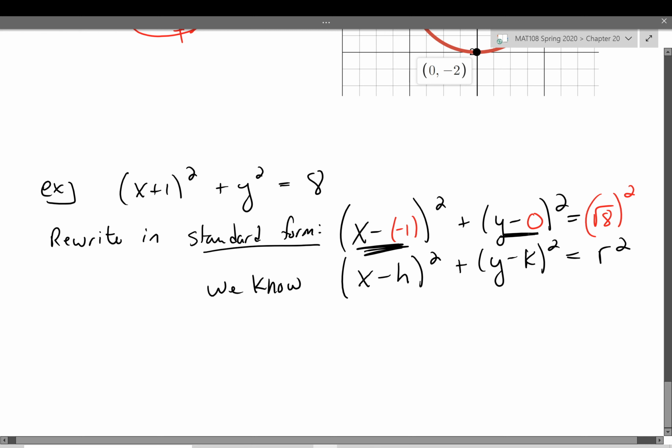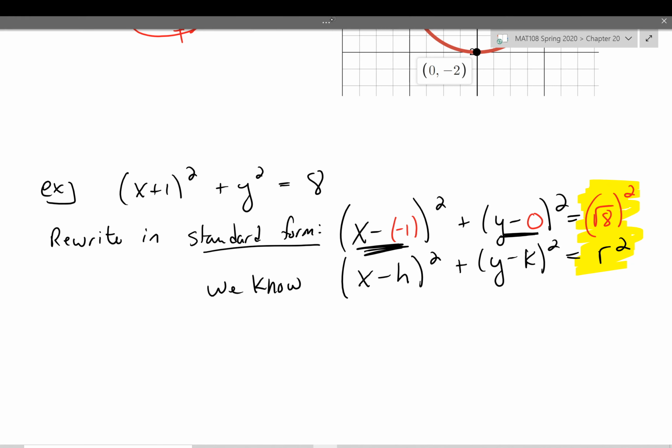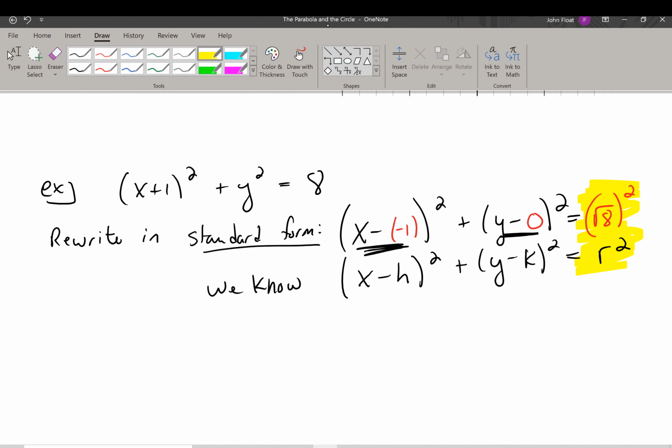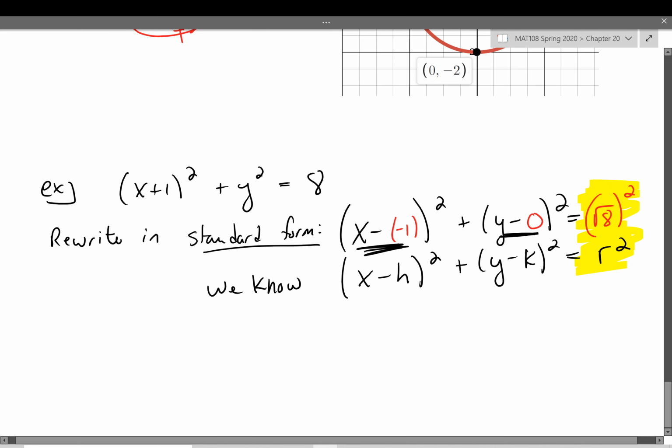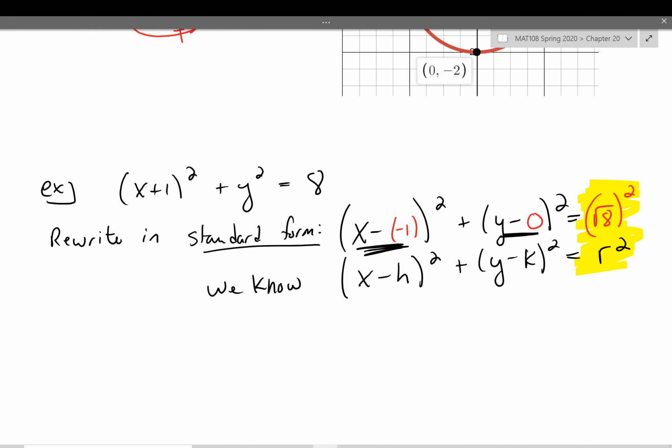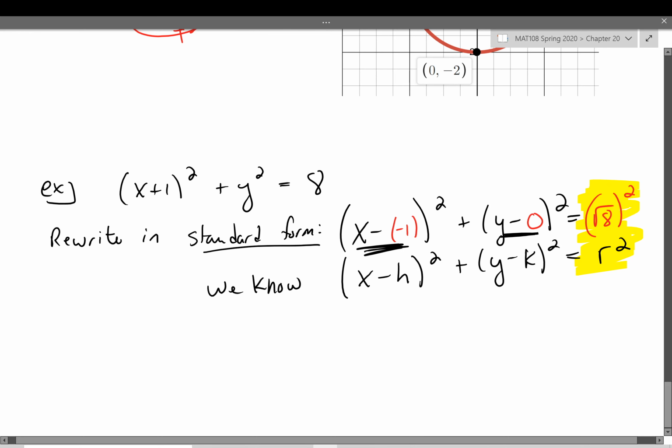Now, this last portion, let me tell you what I'm talking about here. I'll highlight it, this last portion right here. You have to remember that it is r squared. In order for us to get 8, we have to take the square root of 8 squared, because then the square root and the square end up reducing down to a 1. So you got to be careful when you have something like this.